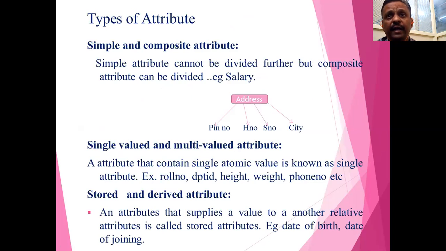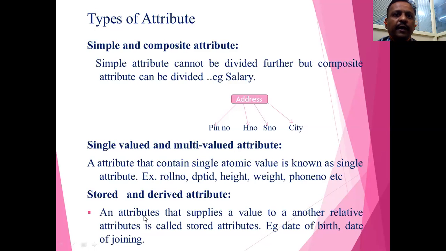But suppose address: you can divide that address into different parts like PIN number, house number, street number, city, like that. Or take a different example like the name of a student. First name, then other name, that is middle name, and surname. You can divide that. That is called a composite attribute. So here examples are given.